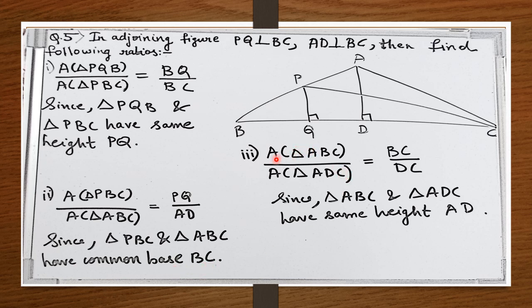Now the third sub question is area of triangle ABC, the biggest triangle in this diagram, upon area of triangle ADC. Here both the triangles have a common height, that is AD. Therefore the ratio will be of the bases. So for ABC the base is BC and for ADC the base is DC, BC upon DC, again since triangle ABC and ADC have the same height AD. Simple. When the height is the same, the ratio is of the bases. When the base is the same, the ratio is of the heights. Okay, now let's see the next sub question.